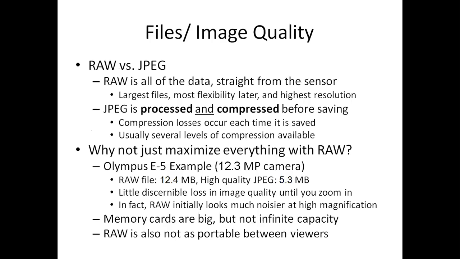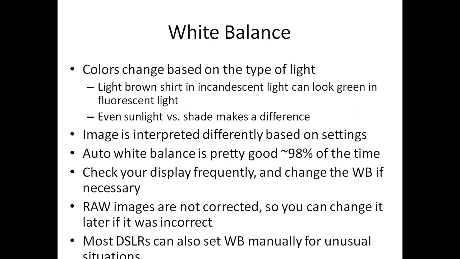So RAW versus JPEG. RAW is all of the data straight from the sensor. JPEG is processed and compressed before saving. Why not maximize everything with RAW? Because an Olympus RAW file will be 12.4 MB, while a high quality JPEG has little discernible loss in image quality until you zoom in. Memory cards are big but not infinite capacity. White balance: color changes based on the type of light, and images are interpreted differently based on settings. Auto white balance is pretty good, almost 98% of the time. Check your display frequently and change the white balance if necessary. RAW images are not corrected, so you can change it later if it was incorrect.